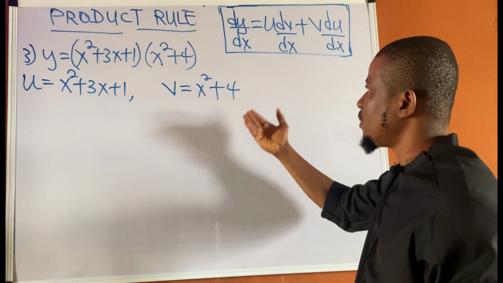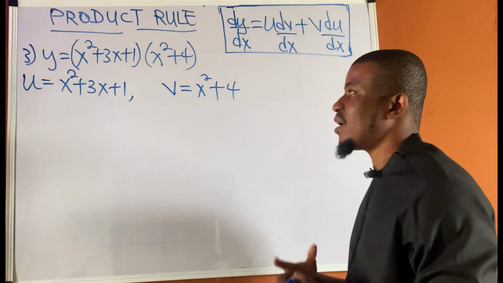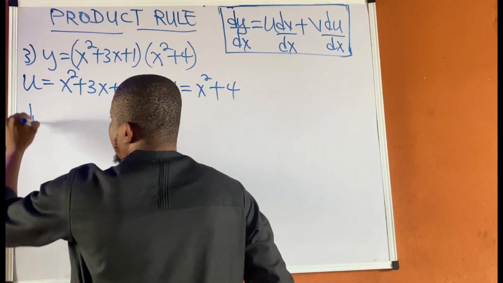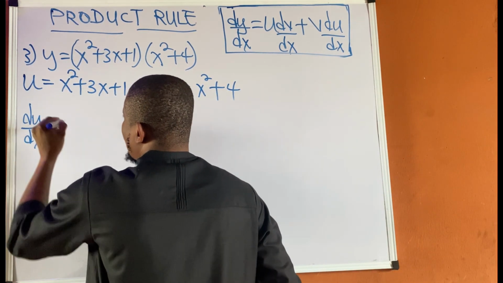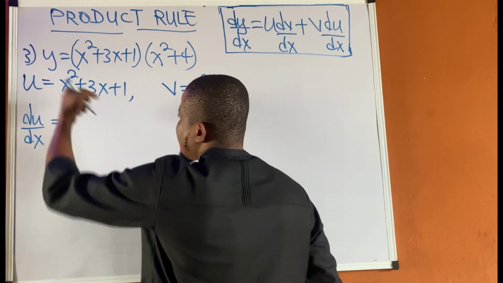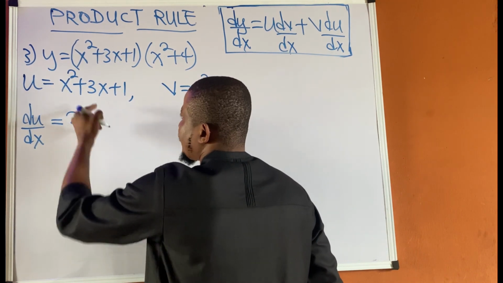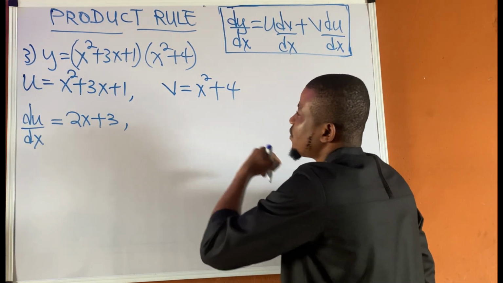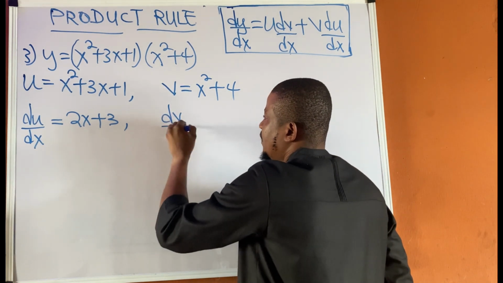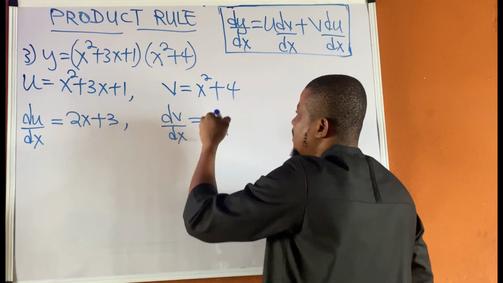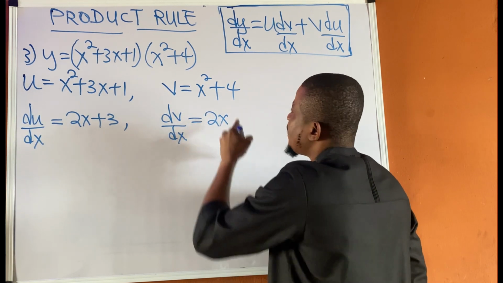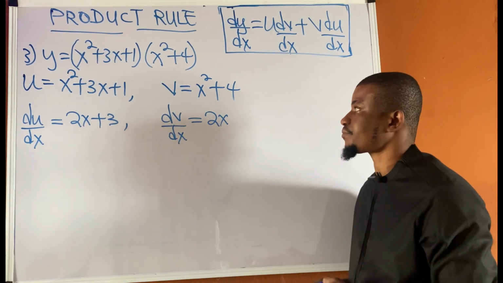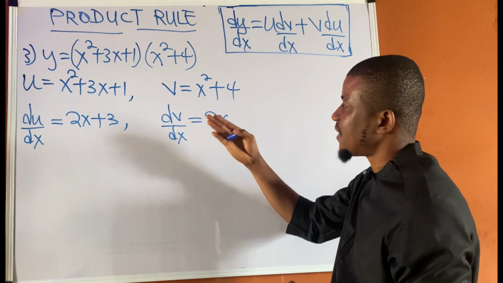We've known our u, we've known our v. The next thing is to find our du dx and also find our dv dx. Our du dx will be equal to, if we differentiate x squared, we will have 2x. If we differentiate 3x, we have 3. And then we also need to find dv dx. If we differentiate x squared, we have 2x. If we differentiate 4, the differential of a constant is 0, so that's off. So we've gotten du dx and dv dx.